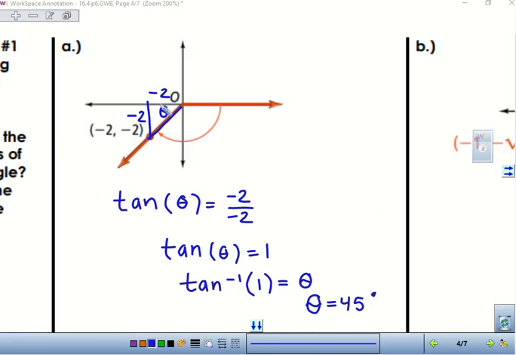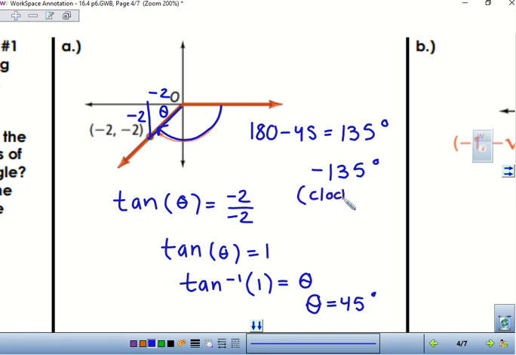So now that we know that this angle is 45 degrees, how can I find this angle here? Yeah, 180 minus 45 equals 135, but it's going to be negative because I went clockwise. Does that make sense how we got that? Okay. So you could technically have done this one without using a calculator, using the unit circle.